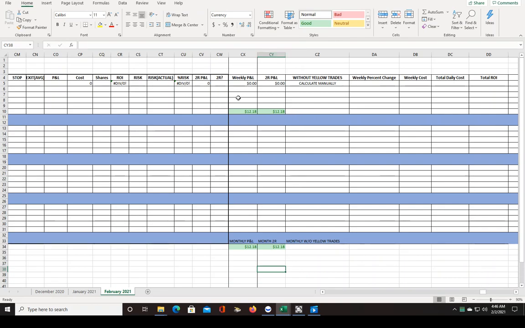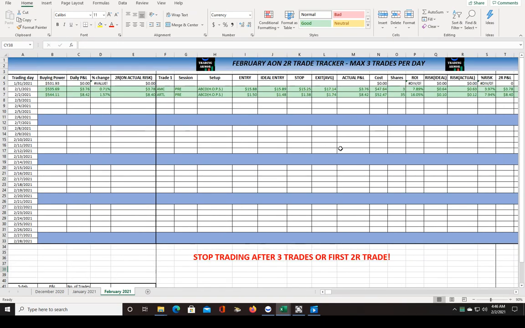I would have been happy with them being close, because last month at this time I was about 25% of what my 2R P&L would have been. So far so good, and this is only 2 trades. So I'm trading a lot less because my plan is much stricter, but so far it's working out well, and we'll see if we can keep it going.